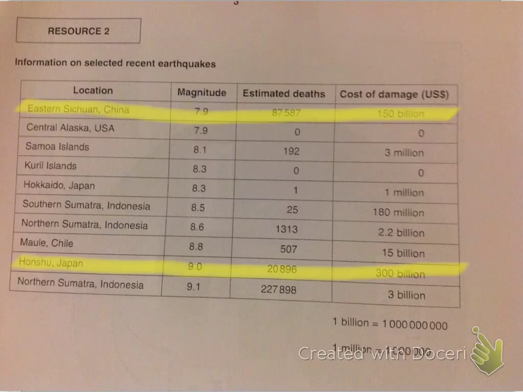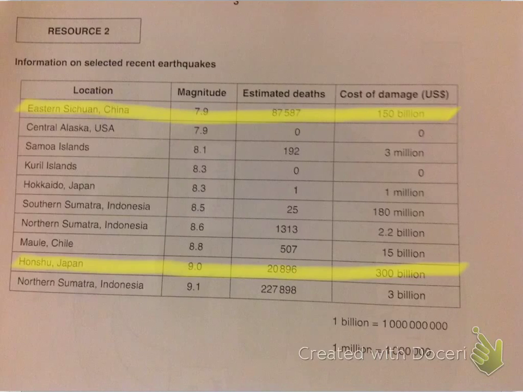the examiner is looking for that you've shown that there is a link to some extent, but possibly that other factors have been party to the damage. So, for example, an LEDC versus an MEDC, whether a country is densely populated versus sparsely populated. And I was really pleased to see your wider geographical knowledge, knowing about Central Alaska having very low population densities versus China and Japan.